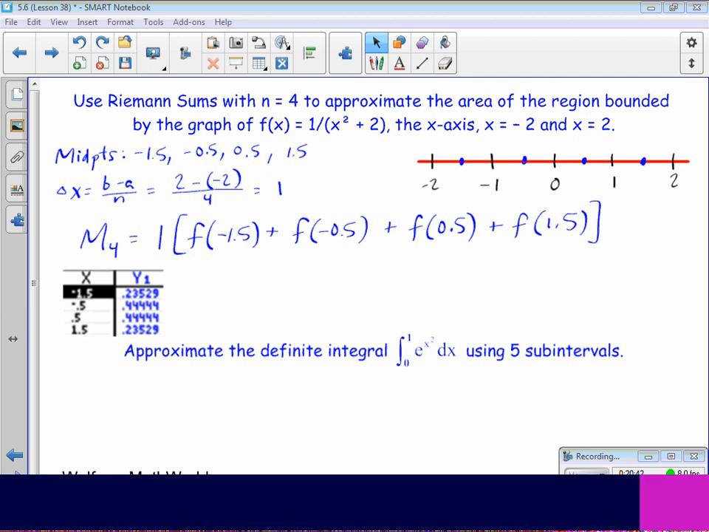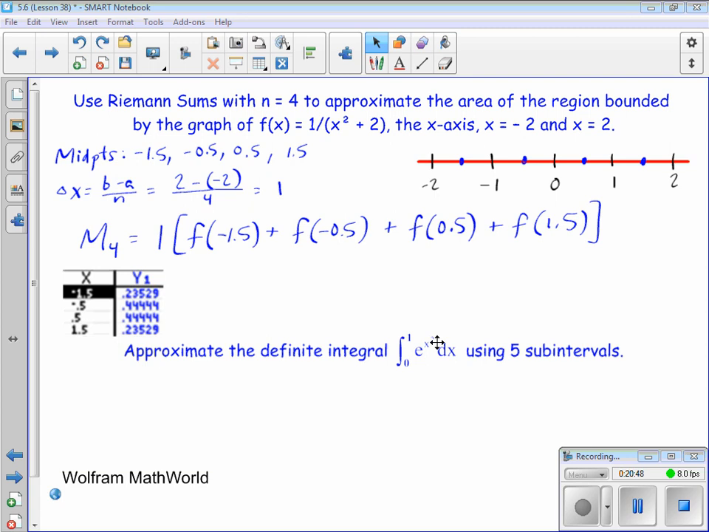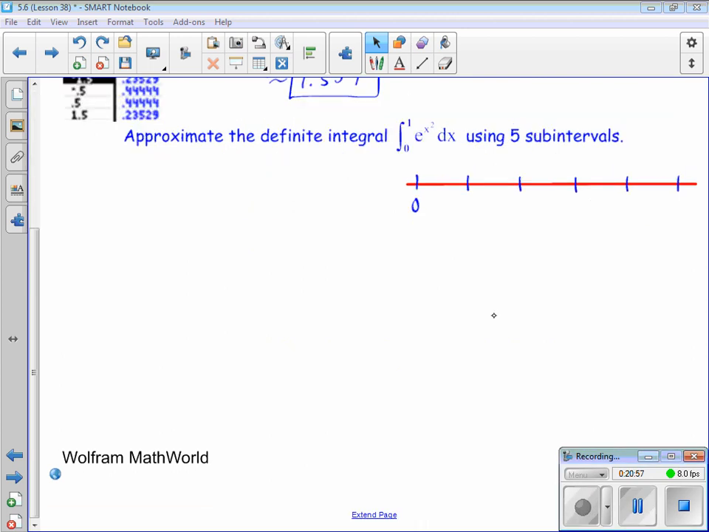Okay. If you want to look at the next one here, does your paper say e to the x squared? Yeah. Okay. So go ahead and see if you can come up with how to at least get that one started, okay? We'll talk about it in a few minutes.